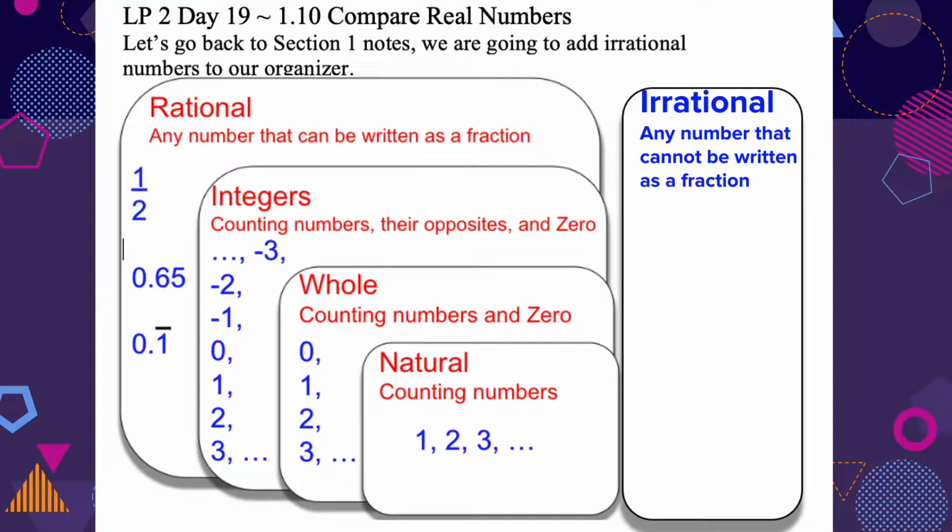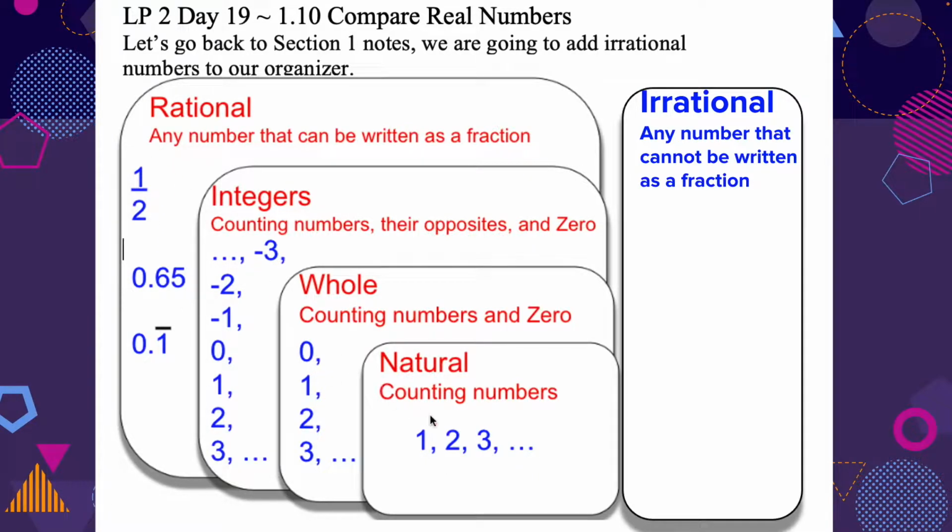Okay, so this is section 1.10. We're going to compare some real numbers. So we're going back to that section 1 we did in the very first week, where we looked at the rational numbers graphic organizer here. This one was already filled in week 1, so I'm not making you refill this part back out.